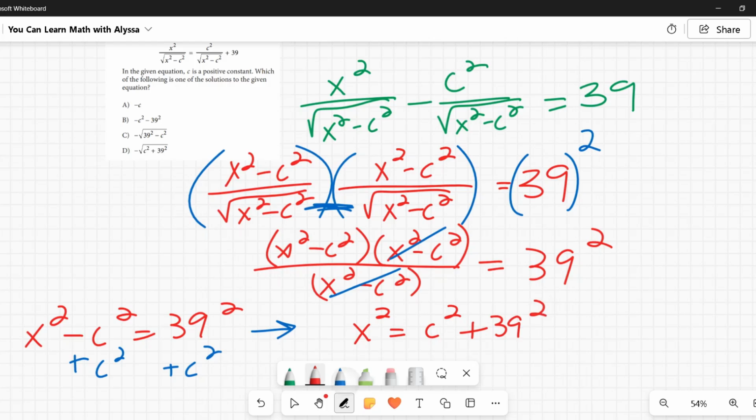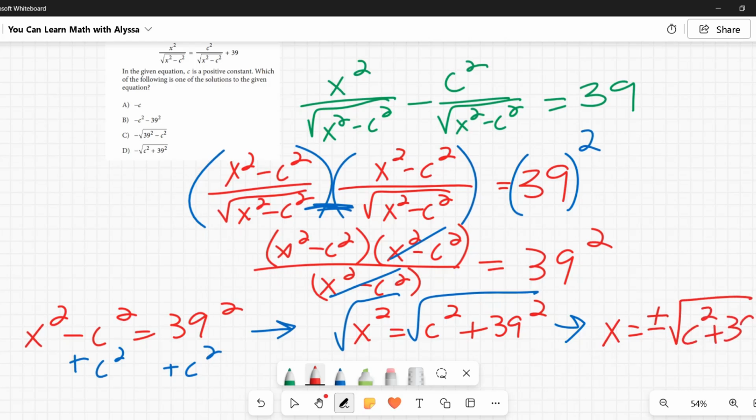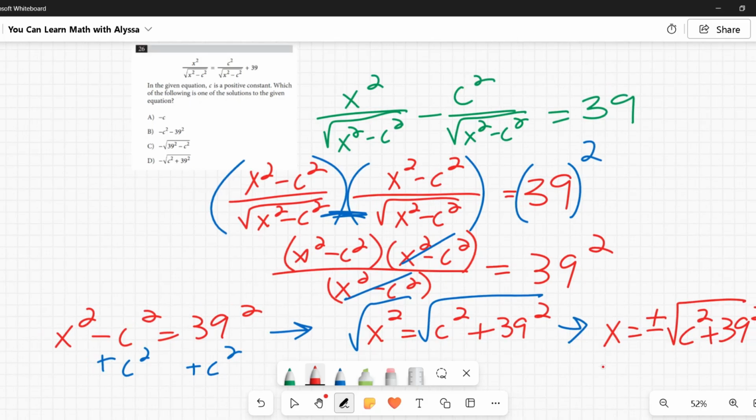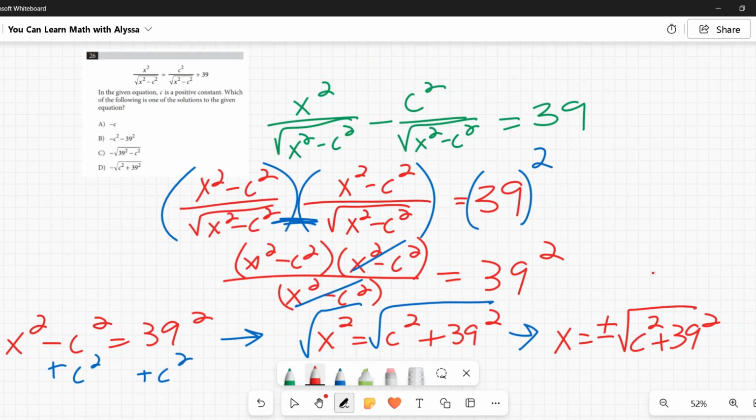And then to solve for x, we would need to square root both sides. And that gets us to x is equal to plus or minus the square root of c squared plus 39 squared. And I'm running off the page. So because that's plus or minus, it could be the positive square root of c squared plus 39 squared, or the negative square root of c squared plus 39 squared. And that is D, negative square root of c squared plus 39 squared.